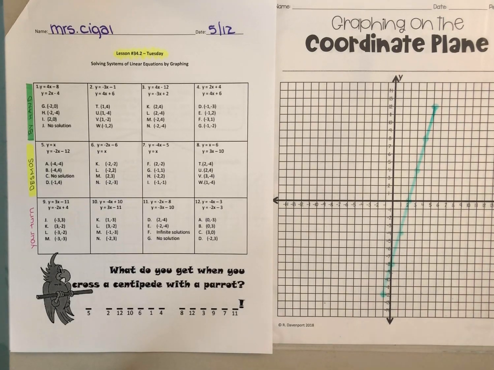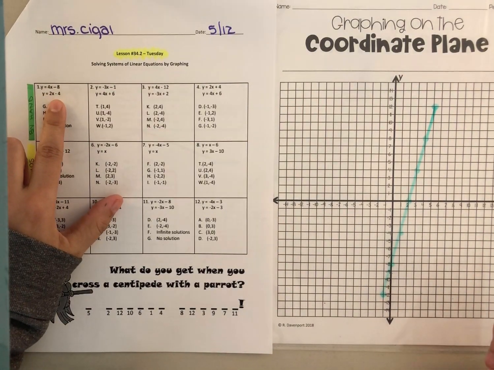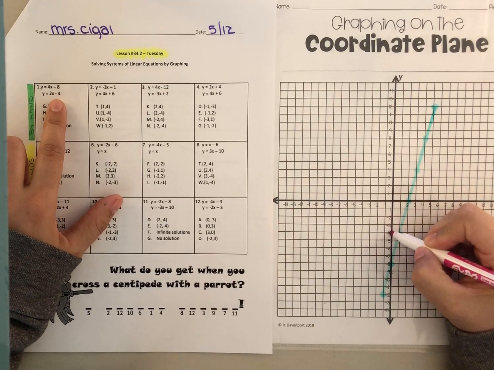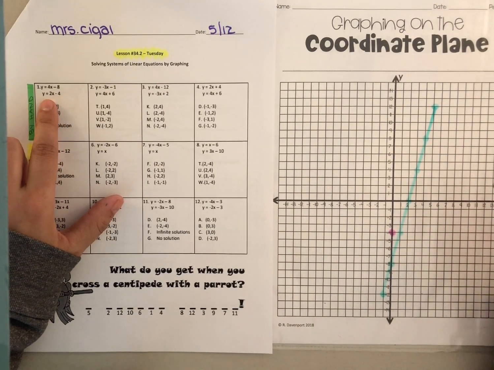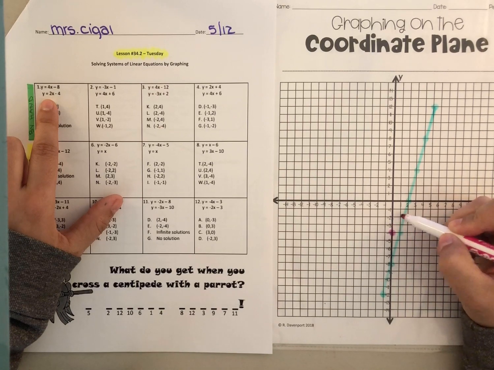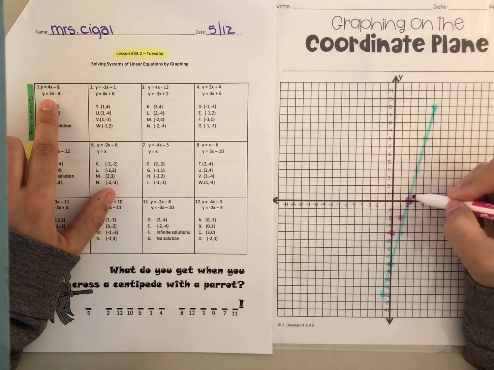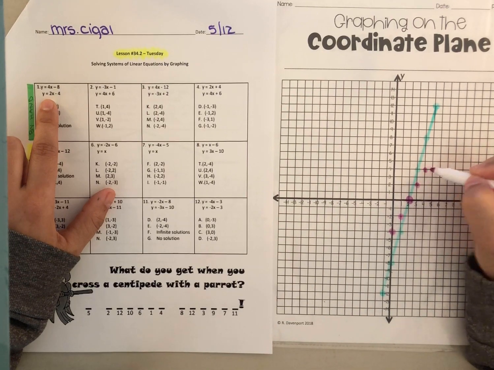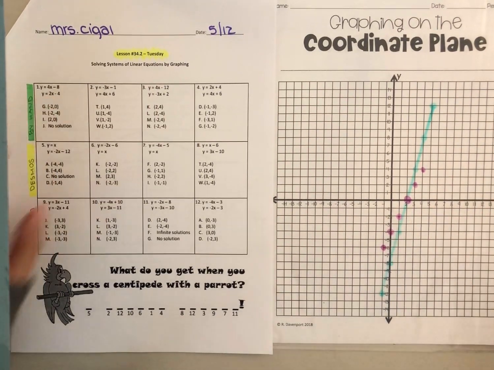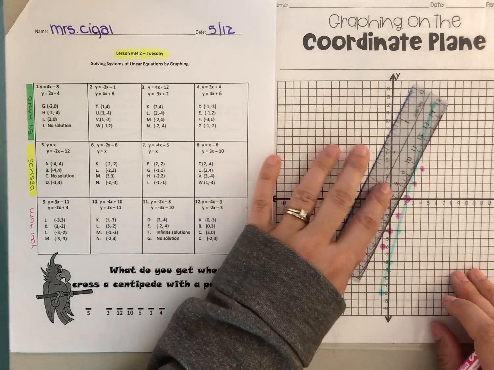Let's look at the second line. So this one is y equals 2x minus 4, which means I have a y-intercept of -4, and I have a slope of 2. So I'm going to go up 2 and over 1. Up 2, over 1. There we go, there's that intersecting point. I could have kept going. I also could have gone down and left. So here is that second line.